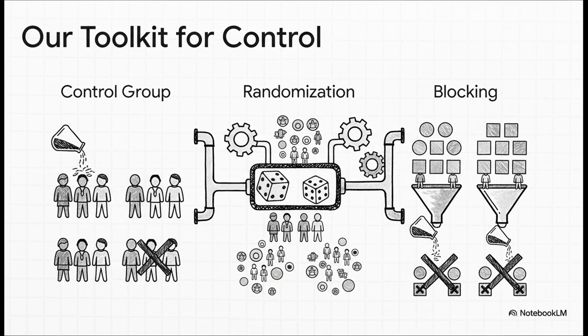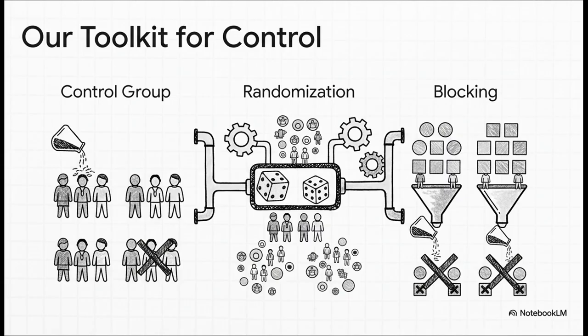Well, luckily we have an amazing toolkit for this. First, you need a control group. This is your baseline, the group that gets nothing new, so you have something to compare your results to. Make sense? Second, and this is the secret sauce, it's randomization. You randomly assign subjects to your groups, and what this does is it magically spreads out all that weird unknown stuff, all those hidden forces evenly, so they basically cancel each other out.